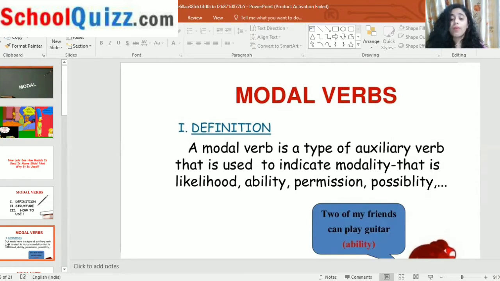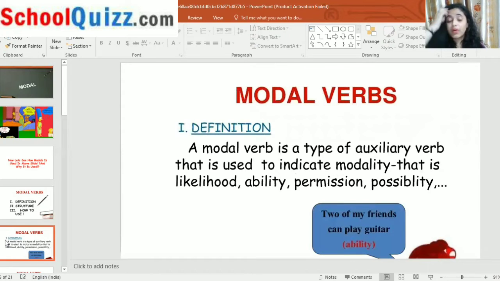Let us learn the modal verbs definition. A modal verb is a type of auxiliary verb that is used to indicate modality, that is the likelihood, ability, permission, as well as possibility. It means it is a type of verb that is used to indicate modality. Likelihood, ability, permission. So we'll ask for permission. Could you please give me this? Could you please give me the permission to go to this? Or you may be giving me permission. You may, all these words are included as modal auxiliaries.